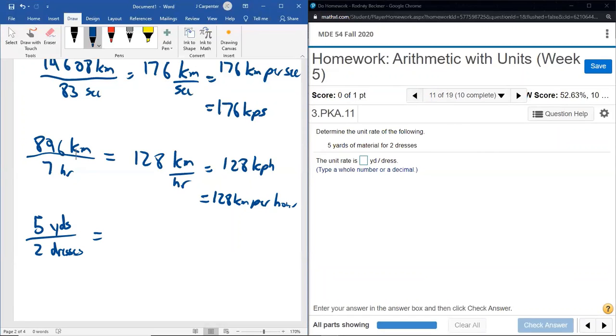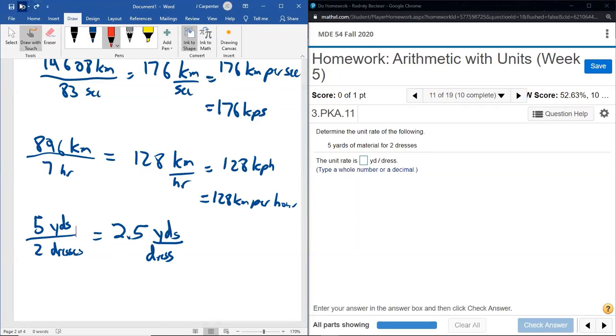Hint, wink, nudge. And 5 divided by 2, I'm not even going to pull the calculator out for that one. It's, excuse my hiccup, 2.5. So that's 2.5 what? Not yards, yards per dress. Remember, when you do the division, the bottom is automatically a 1. It's 2.5 yards for every 1 dress. It's just nobody writes denominators of 1 in an answer.